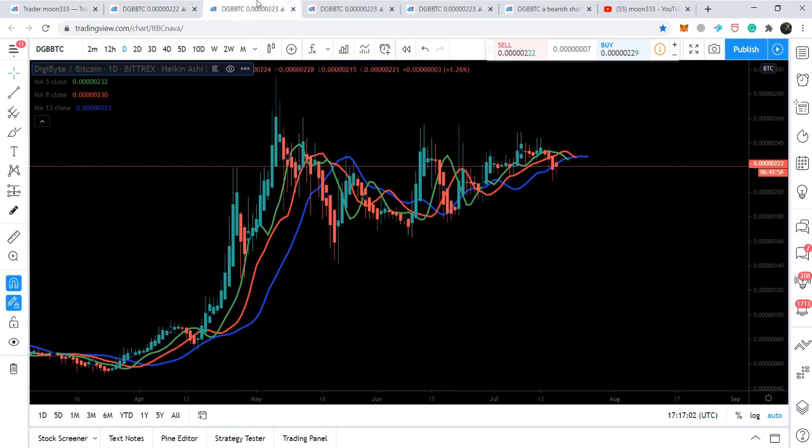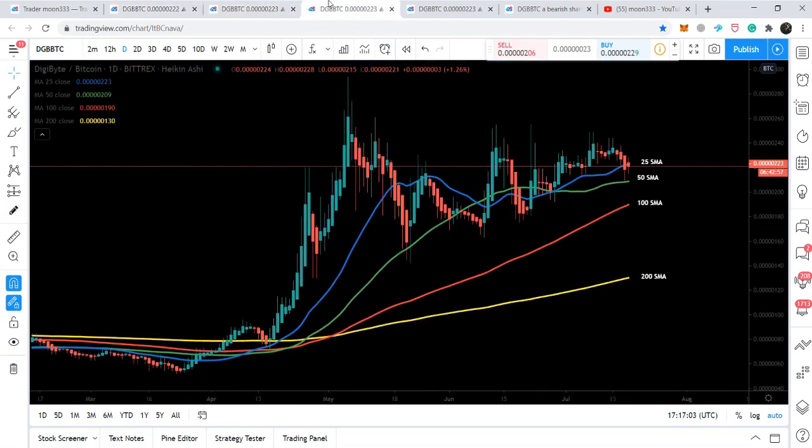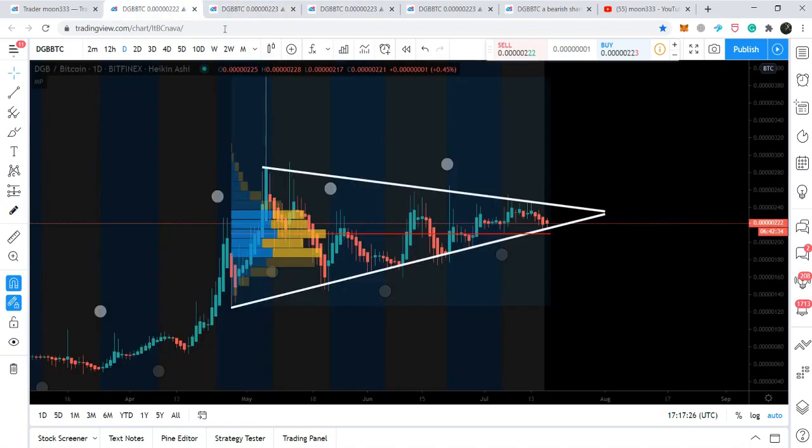And if we watch the different simple moving averages with time periods of 25, 50, 100, and 200, we have very strong support from the 25, 50, 100, and 200 simple moving averages. At this time, the price line is trying to break down the 25 simple moving average and has strong support from the 50 SMA. Then we have the 100, then the 200, and at the same time we also have the support of this bullish pennant.